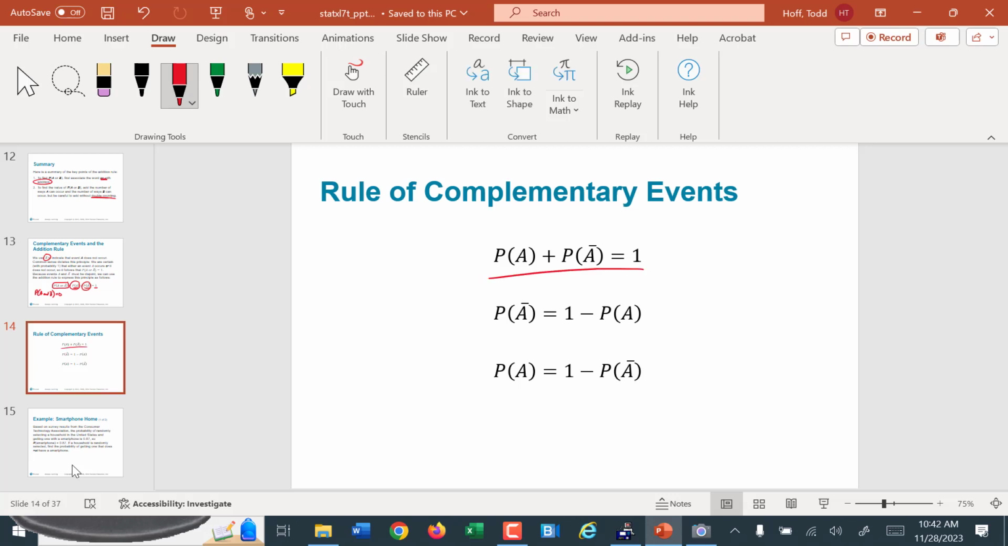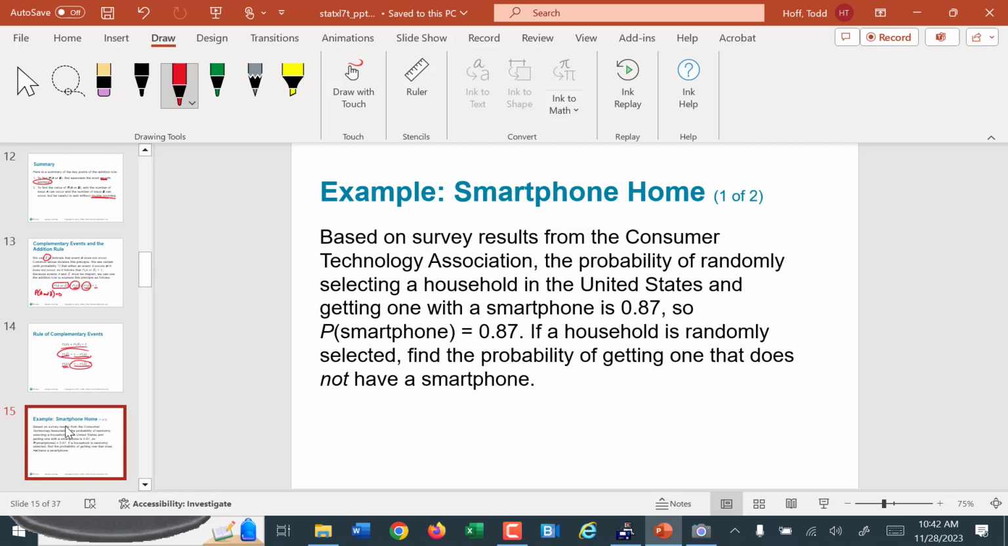We can use our basic algebra to rearrange it, though. The probability of the complement is 1 minus the probability of A. Or the probability of A is equal to 1 minus the probability of the complement. This occurs quite a bit as we get into some more advanced probability calculations, where we find that the complement is much easier to calculate than the probability that we're looking for. So we find the probability of the complement and then just do this. We subtract it from 1 to get the probability of the event we're trying to find.